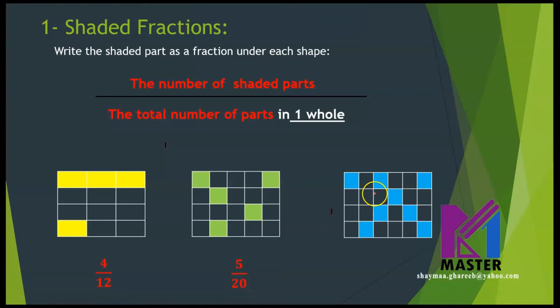One more example. Think of this example and stop the video and check your answer later. 1, 2, 3, 4, 5, 6, 7, 8. So 8 is the number of shaded parts, and the total number of parts is 1, 2, 3, 4, 5, 6. 6 times 4, which is 24. So the answer will be 8 parts over 24 parts, or 8 out of 24 parts.